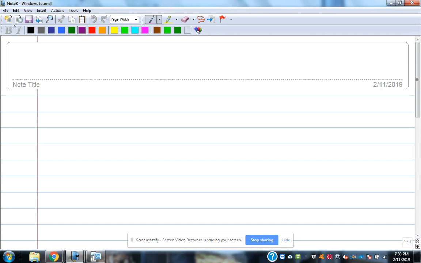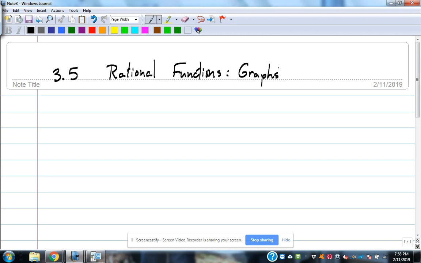All right. This is section 3.5. It's still dealing with rational functions, but it's rational functions now. Graphs. So we want to talk about some stuff with graphs of rational functions. Now, this is going to relate back to translations and transformations that we did in 100. Remember we talked about in 100 if you vertically stretch the graph.